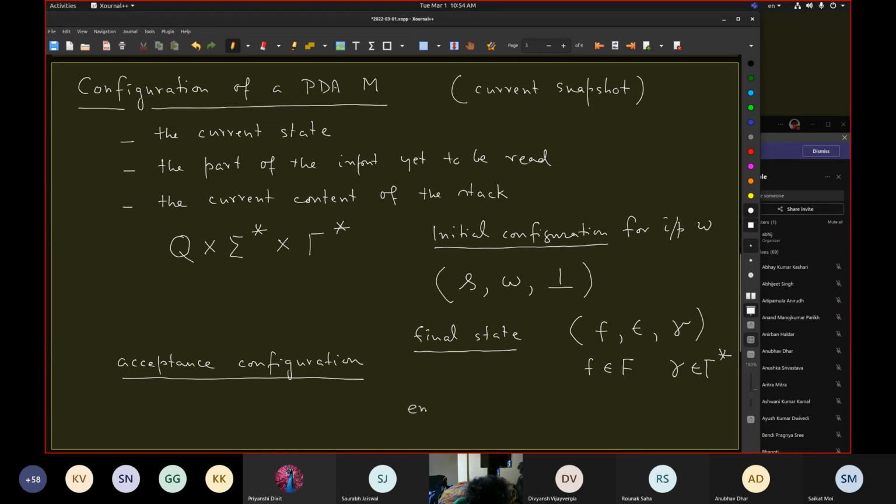If it accepts by empty stack, then the state actually doesn't matter. No part of input should remain to be read, and the stack content must be empty. Agree?